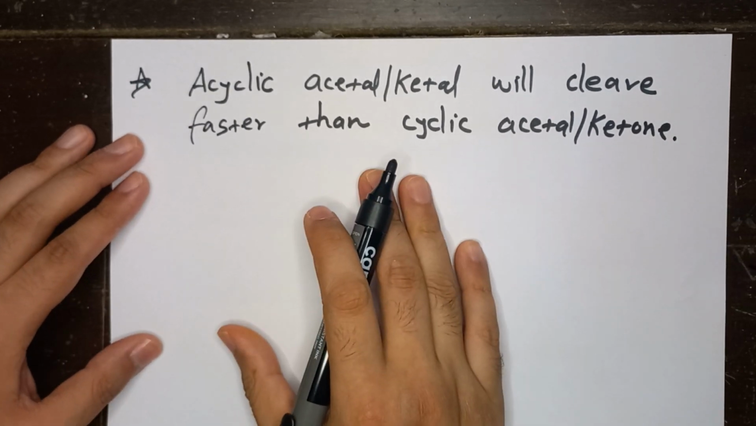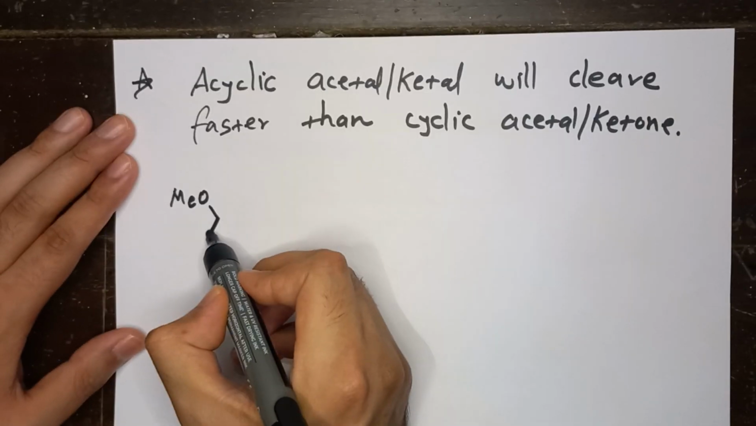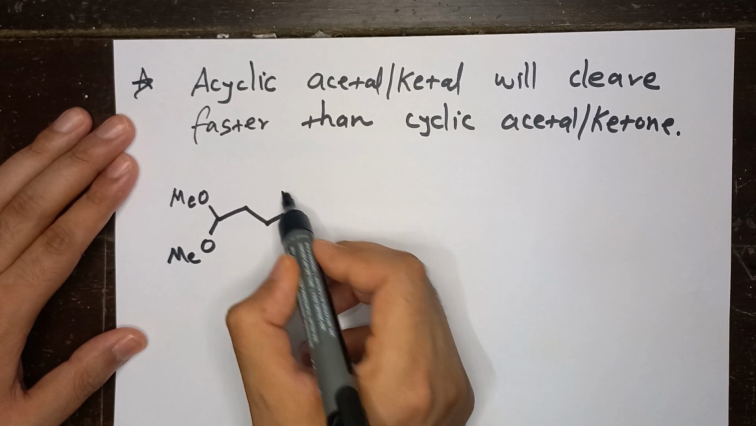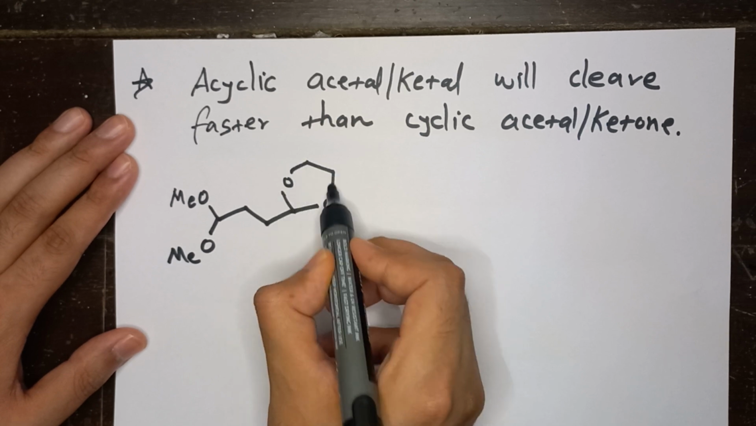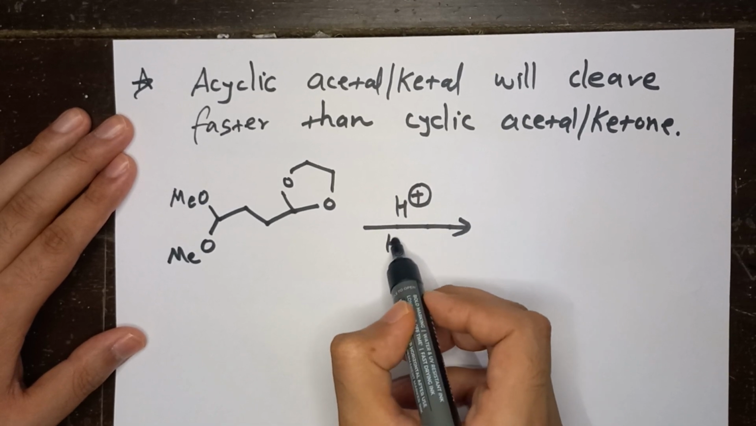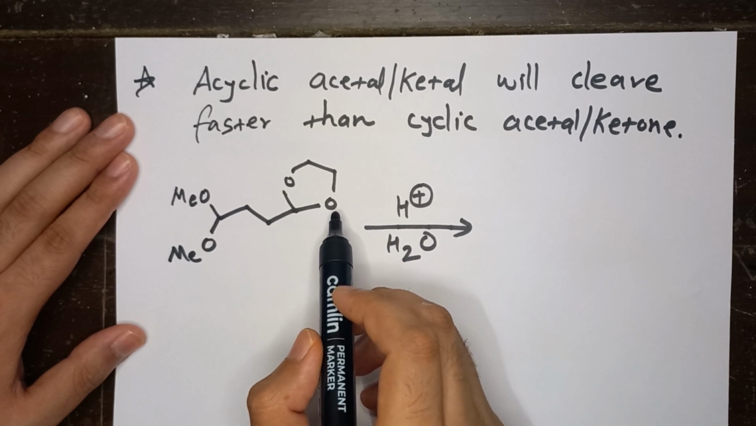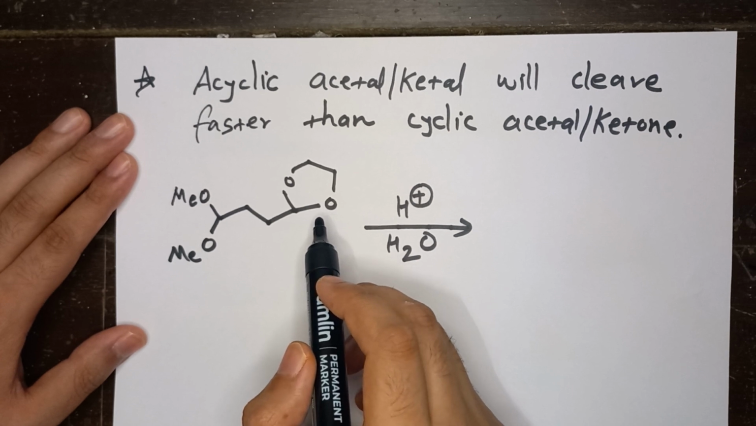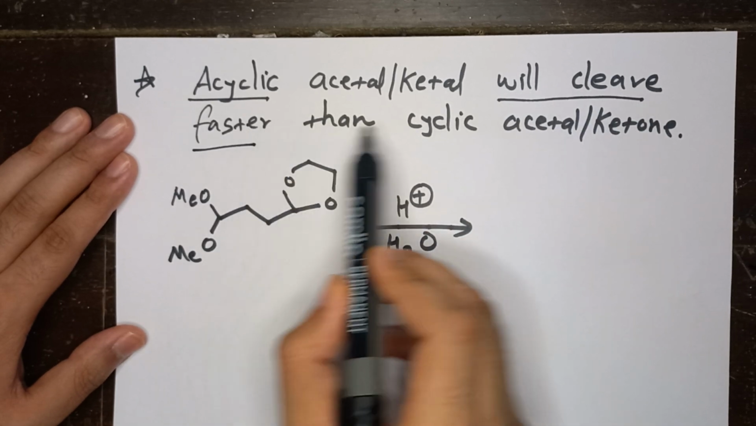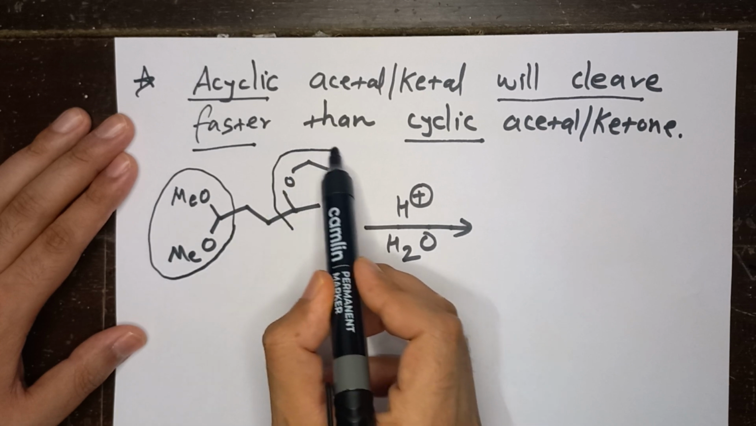Let me explain by giving you one example. So for example, I have this particular molecule, and I'm doing selective deprotection of any one functional group. So which diol will cleave first? You need to know that acyclic will cleave faster than cyclic. So this is an acyclic and this is a cyclic system.